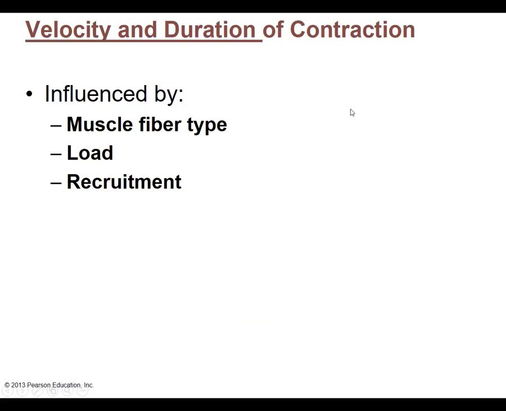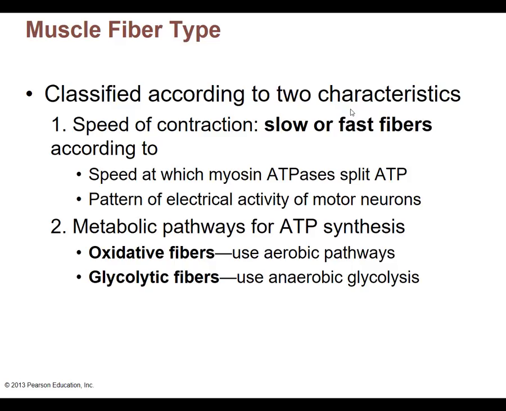Other things that control contraction are the velocity and the duration of your muscle contraction. The velocity, how fast your muscle can contract, and how long your muscle can contract, are influenced by three things: the muscle fiber type, your load, and the recruitment of the muscle fibers. Now, muscle fiber types are put into two different groups.